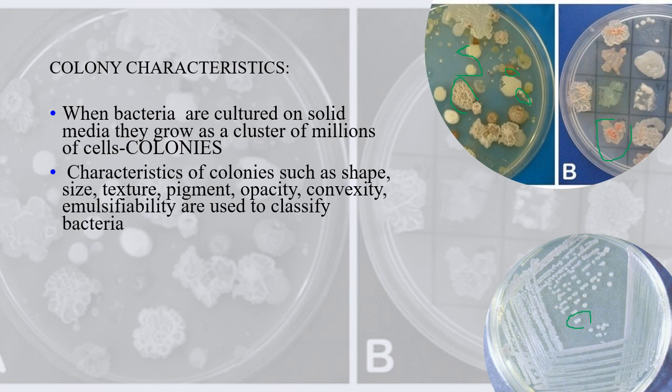As I explained to you earlier, a colony is one mother cell which has multiplied and cloned into so many daughter cells, which we can then see with the naked eye. The characteristics of a colony can be described in terms of shape, size, texture, pigment, opacity, convexity, emulsifiability, etc., which we will be studying later.